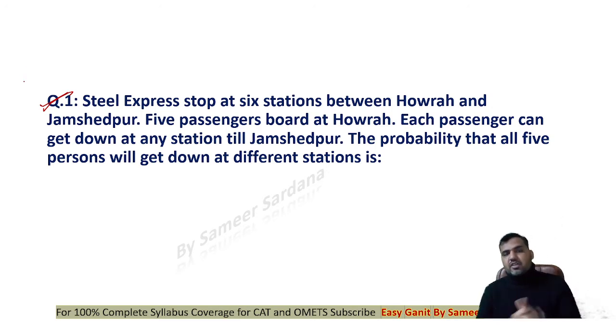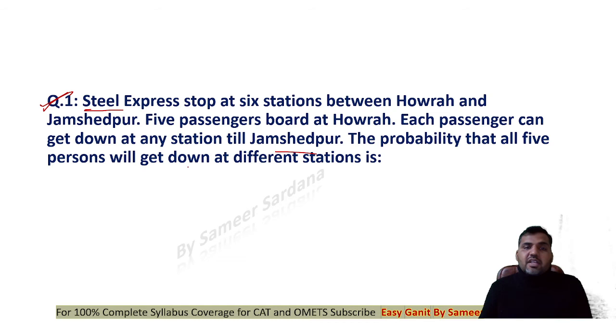Now let's start solving all these questions. These are the questions of the XAT paper that I'm going to solve for you. Question number 1. Steel Express stops at 6 stations between Howrah and Jamshedpur. 5 passengers board at Howrah. Each passenger can get down at any station till Jamshedpur. The probability that all the 5 passengers will get down at different stations.